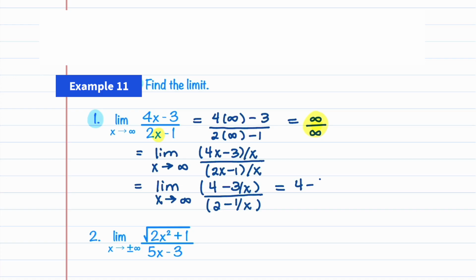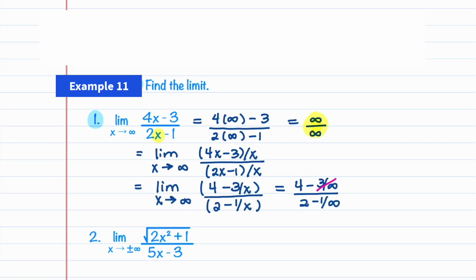So this is 4 minus 3 divided by infinity, all divided by 2 minus 1 over infinity. This term is going to go to 0, and this term is going to go to 0. So we're left with 4 divided by 2, which is 2. So 2 is the value of our limit.